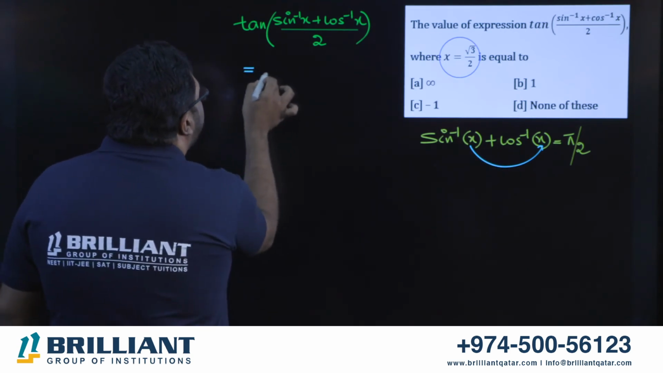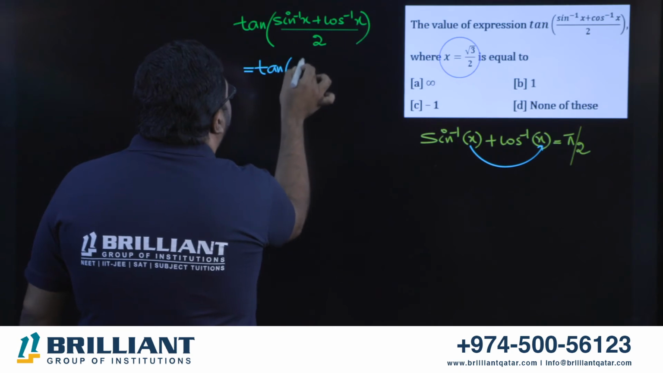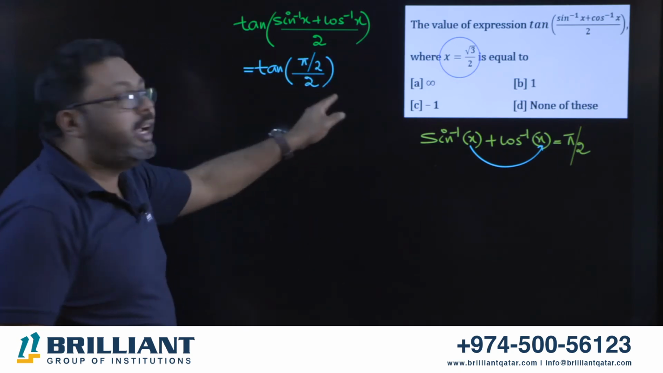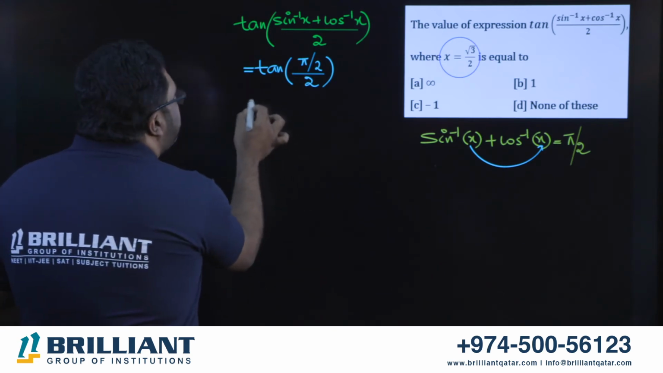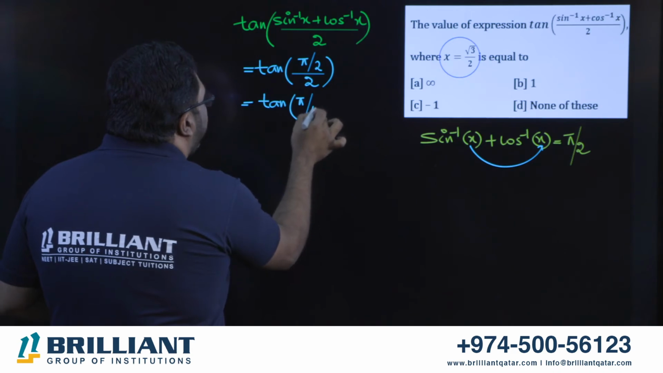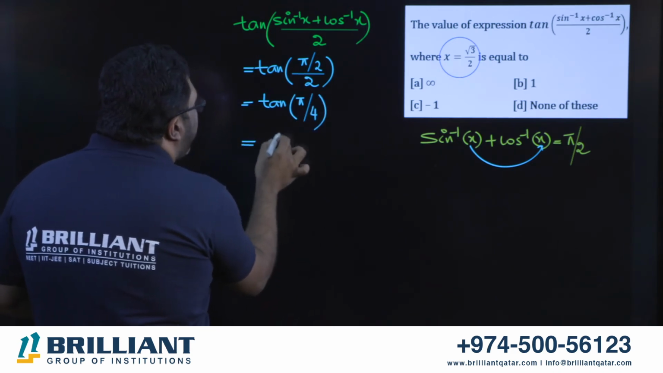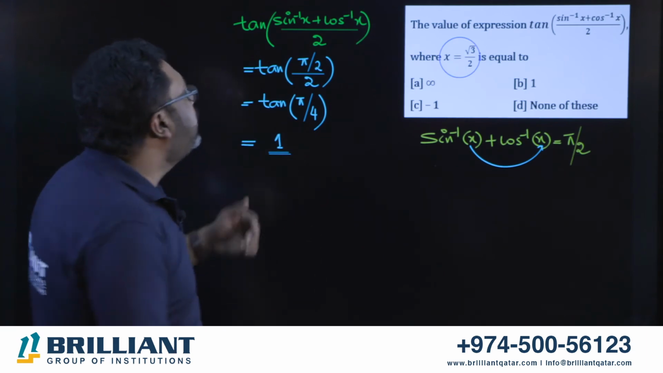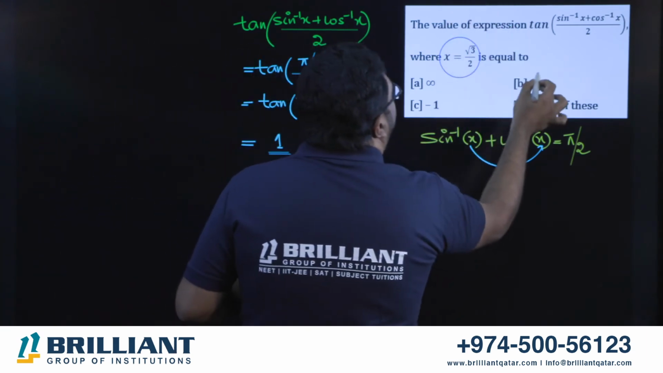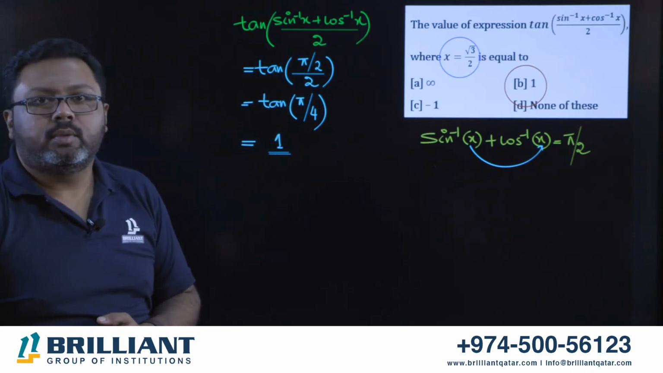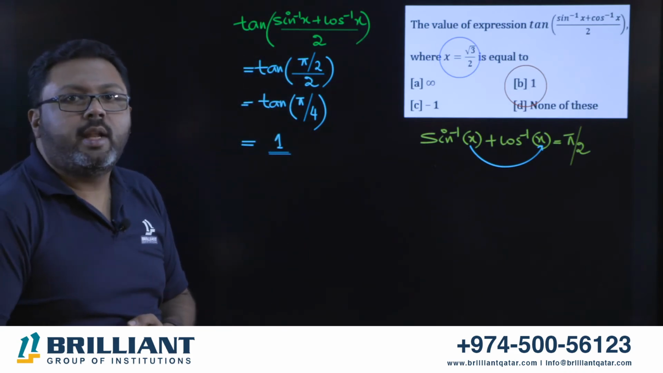So I can write this as tan of pi by 2 by 2. What is pi by 2 by 2? Tan of pi by 4. And what is tan of pi by 4? 1. Tan of pi by 4, tan 45. Your answer is 1. Option B is your answer. Okay. Fine. So let's go to the next question.